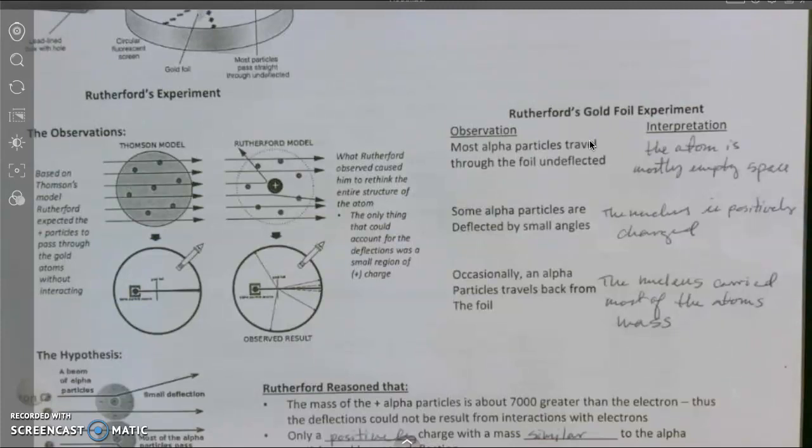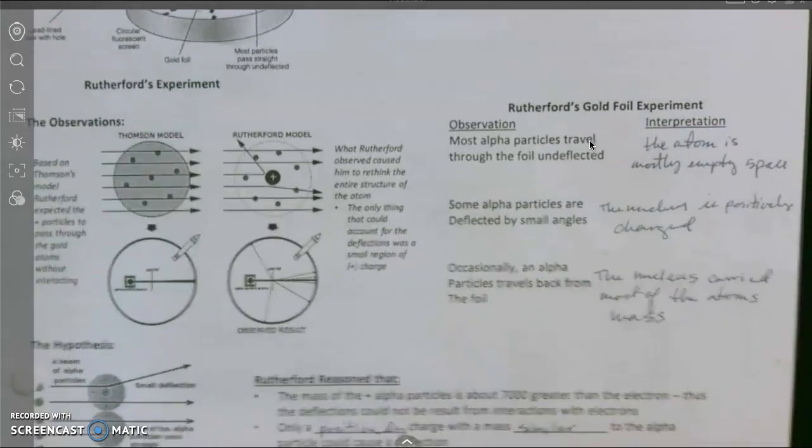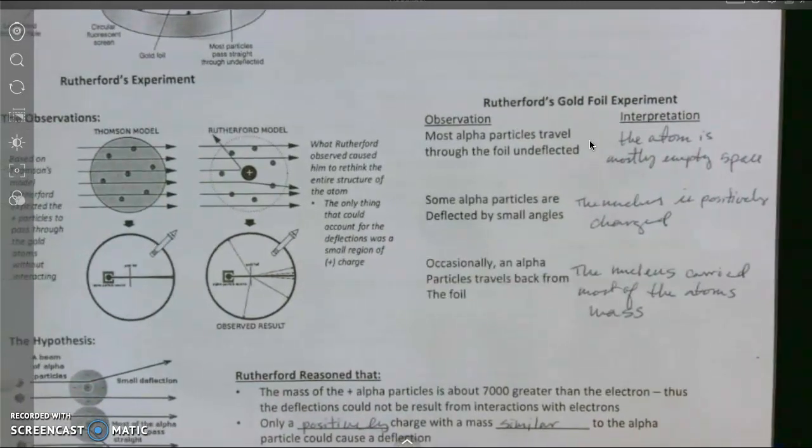And it couldn't have been the electron, because the electron was so much smaller than the alpha particle. It wouldn't cause that kind of deflection. We need something with similar mass to cause that kind of deflection. So these are the ideas that he gained from his experiment.